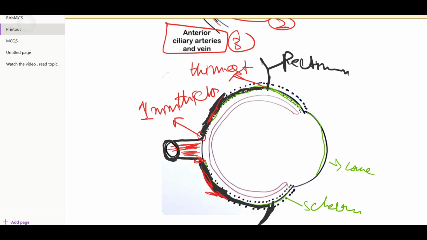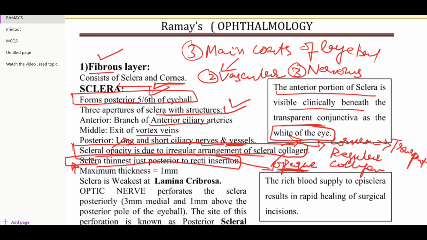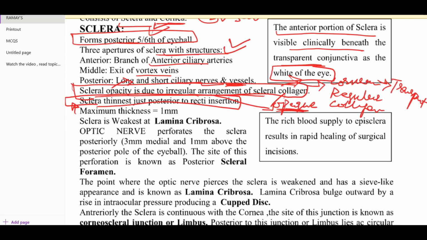Let's study from the Ramay theory. I have already told you that the maximum thickness is 1 millimeter and this is around the optic nerve, and the sclera is thinnest just posterior to the recti insertion. So don't forget this again. The sclera is weakest at the lamina cribrosa. And another important point, we have to refer again to that diagram.